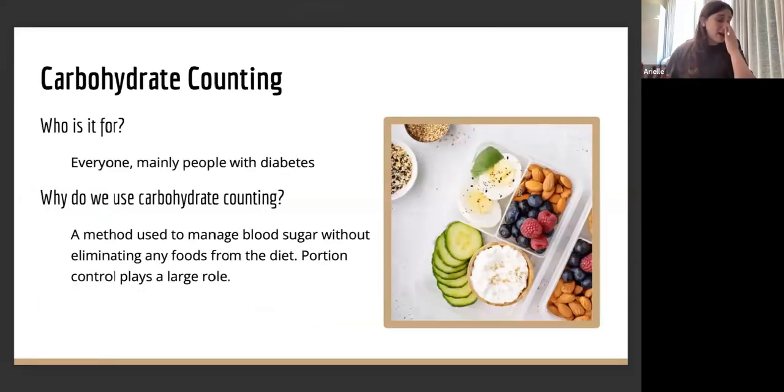So now we talk about carbohydrate counting. We spoke about high blood sugar, and we spoke about what's keeping it high. So what can we do for somebody who has diabetes or who has consistently high blood sugars? There are a few different things we can do to manage it, and one of them is medication. Metformin is probably one of the most popular diabetes medications out there. There's also insulin therapy, actually injecting ourselves with insulin.